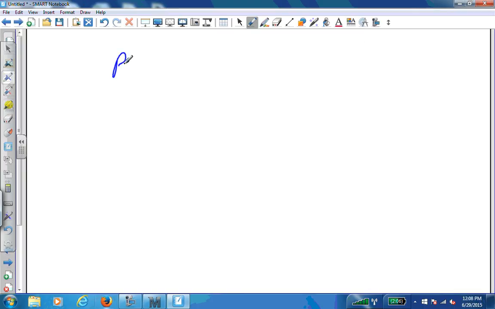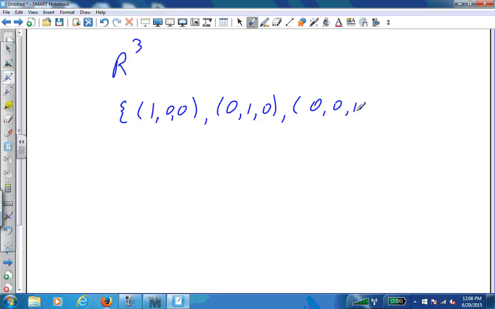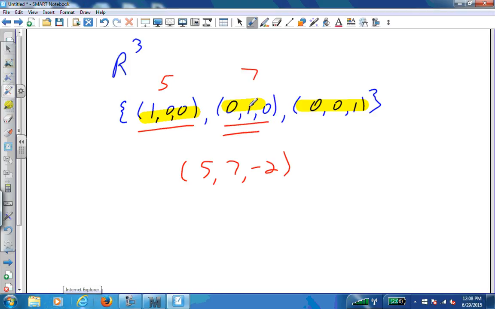If we want to look at R3, the standard basis for R3 is (1, 0, 0), (0, 1, 0), (0, 0, 1). Because with those three vectors, we can form any other vector we want. If we want to form the vector (5, 7, -2), I would just need 5 of these, because that would give me 5 for the first element. 7 of these, that would give me 7 for the second element. Minus 2 of these, that would give me a negative 2 for the third element.